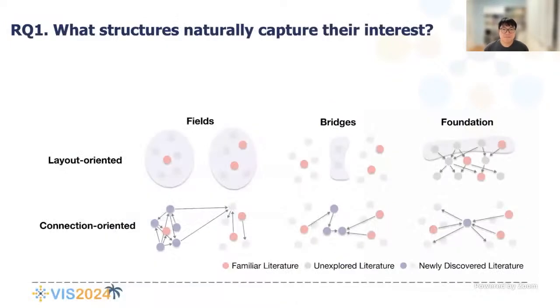For the sake of time, I'll briefly introduce the important findings. About the first research question, what structures naturally capture their interest? We found 6 major patterns as shown in the figure.